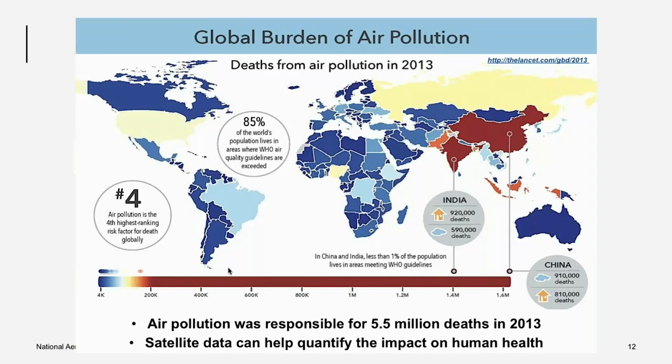Also here you can see the distribution among various countries, and the majority of the share in the 5.5 million deaths is contributed by countries like India and China, where air pollution has been a severe problem for a number of years. Therefore, Agenda 2030 identifies air pollution as one of the indicators for sustainable development around the world, and all the countries are partnering in achieving that goal.